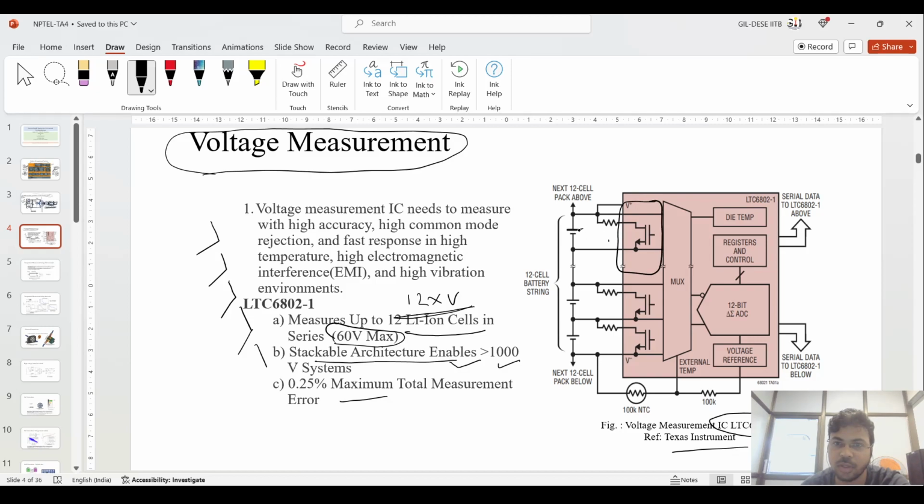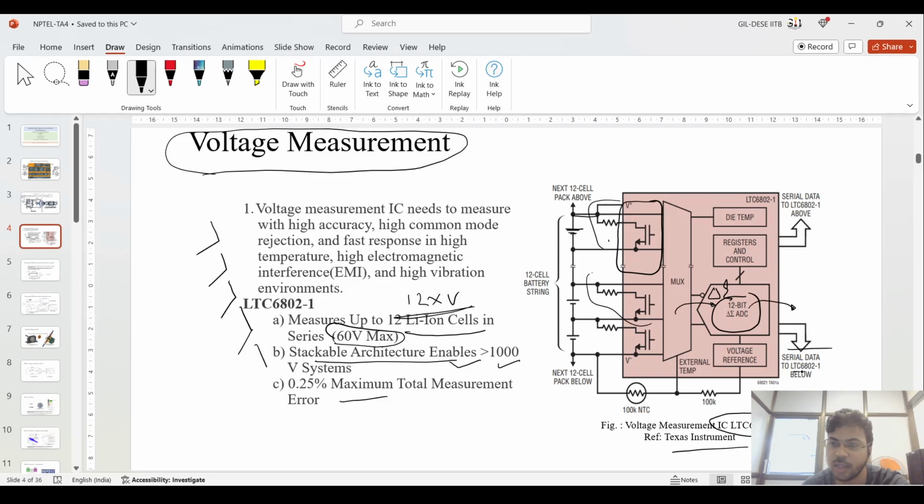What is the crux? If you see this IC, it is connected in parallel with the battery. It measures this voltage, same function as a voltmeter. As a voltmeter, it takes this voltage data, and it also helps in balancing. If you see, there is a multiplexer. The multiplexer connects all these ICs in this stack manner, and then it is further used by the ADC converter, that is a delta sigma ADC converter.